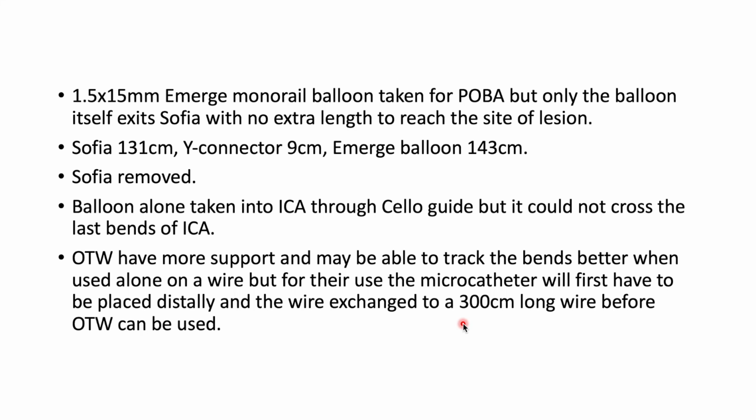But when I tried to take the coronary monorail balloon up into the MCA, that tortuosity which Sophia could not cross, the balloon also could not cross, even with the help of the Cello guide. So it was not possible to take the balloon up there. Maybe if I had an over-the-wire balloon at that time, it may have been more trackable, more supportive to go through. But for that, you need to have a microcatheter placed distally in the lesion, take a long 300 centimeter wire, place it there, then remove your microcatheter, and on top of that wire, you track your over-the-wire balloon up there, and it may reach.